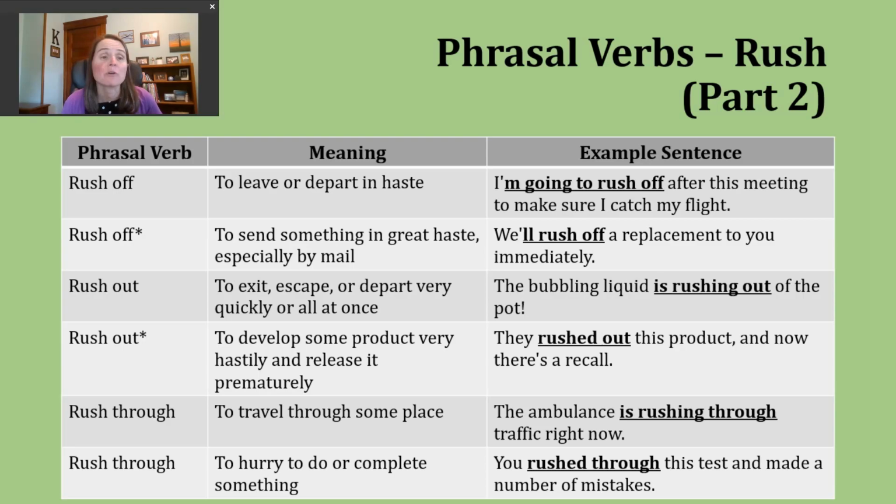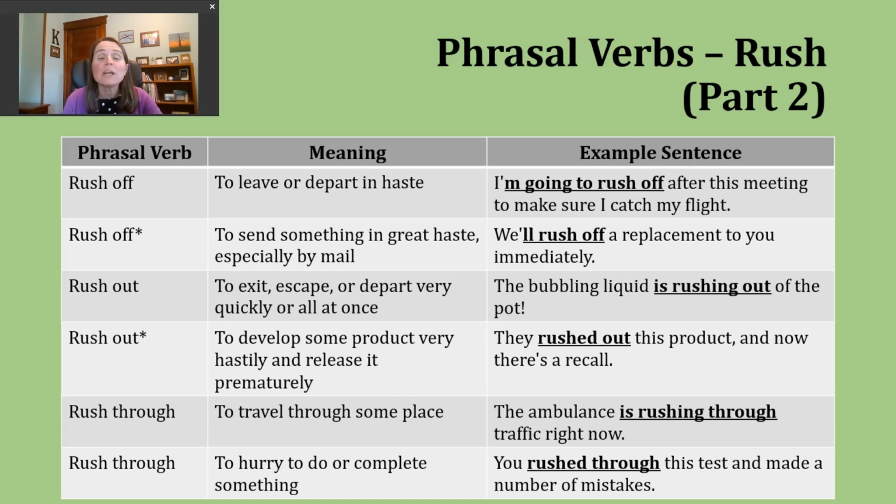Another phrasal verb you might encounter is to rush out. One way to use this is to talk about exiting or escaping or departing very quickly, or exiting all at once, escaping all at once. An example of this might be, the bubbling liquid is rushing out of the pot. So here, this might be that escape. It's getting out of the vessel or thing we wanted it to stay in. The bubbling liquid is rushing out is an example of the present progressive or present continuous, describing something that's happening right now.